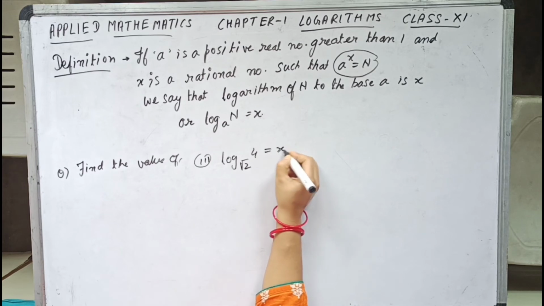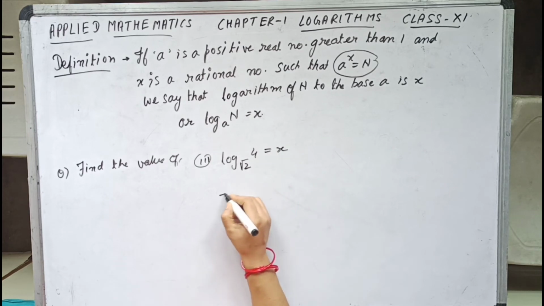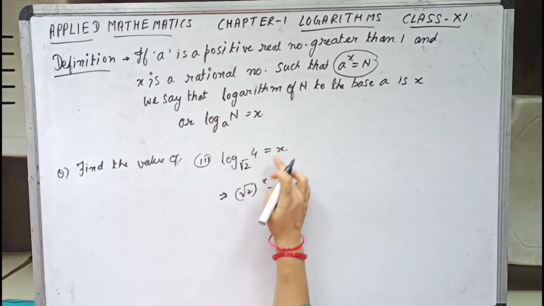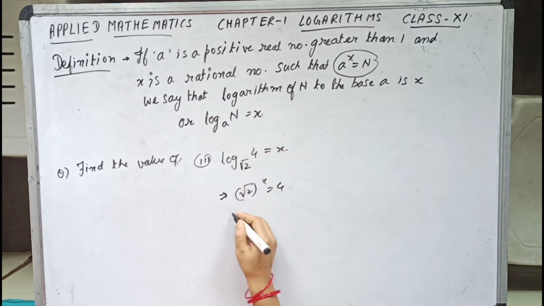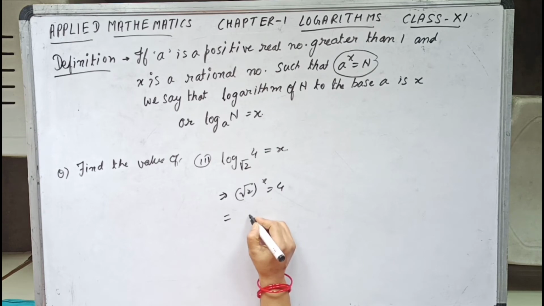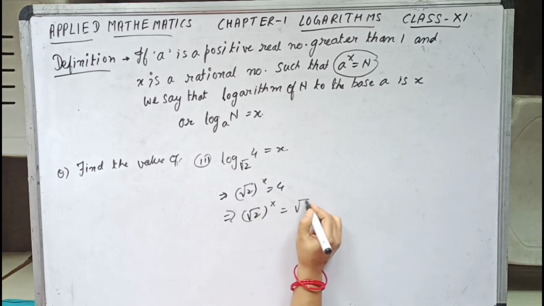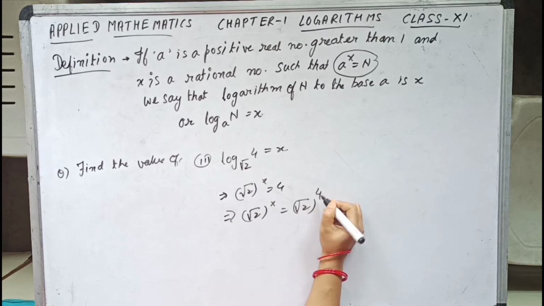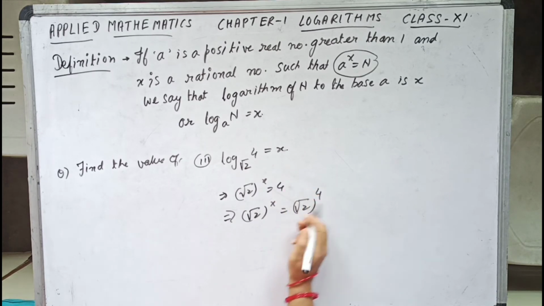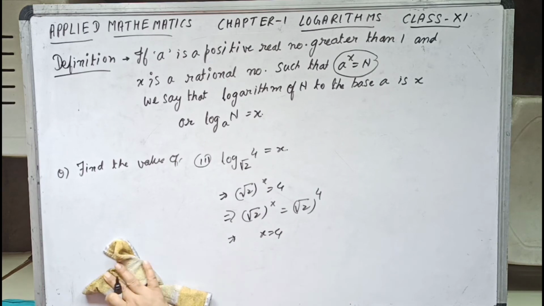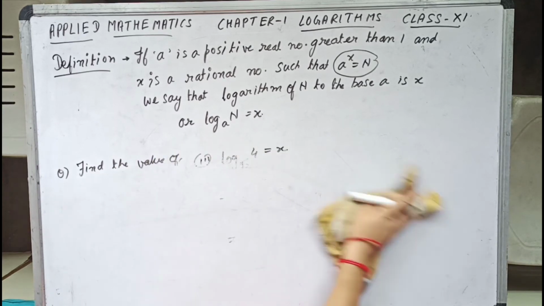So this we will suppose as x. So this implies root 2 power x equals 4, the base power value. Now over here we can write this as root 2 power x equals root 2 power 4, since 2 power 2 is 4, so root 2 power 4. This implies x is equal to 4. Calculate it.